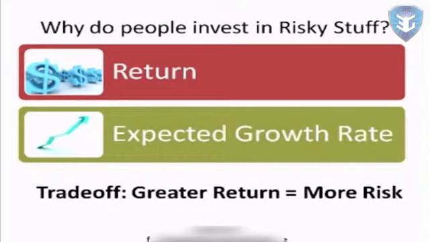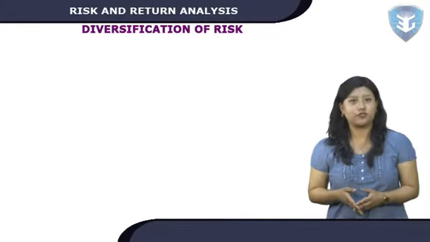Stocks might have great fluctuations in value, but over the long run, they do tend to produce a higher rate of return, and this makes them attractive to investors. So that is the fundamental crux of the video, the relationship between risk and return. More risk, more return. Diversification of risk.